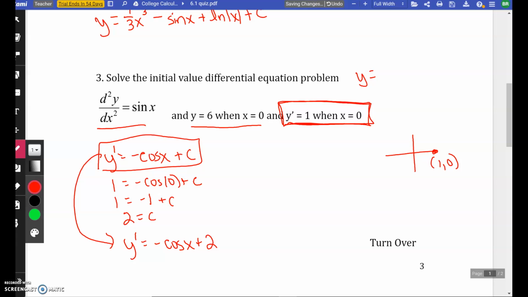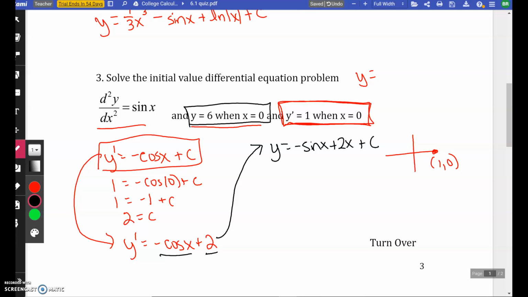I don't want to know the derivative. I want to know the actual original equation. So I'm going to do that process again. And I'd go backwards and find y equals antiderivative of negative cosine. If it's sine, derivative of sine is cosine. I don't want cosine. I want negative cosine. Antiderivative of 2 is 2x. And then I need the plus c.